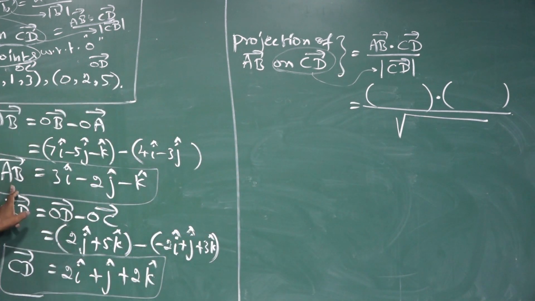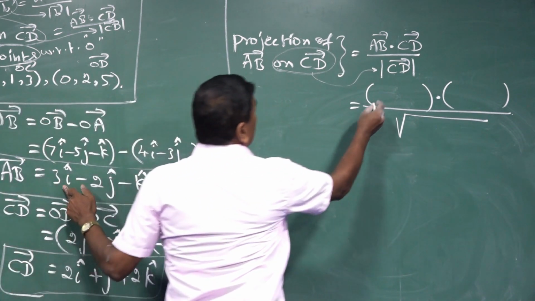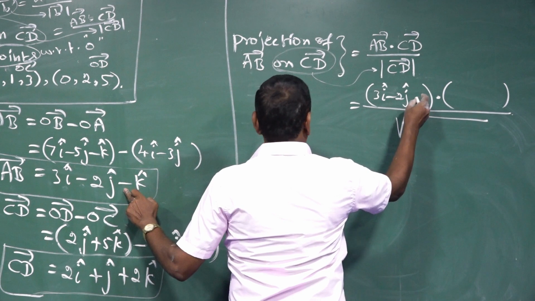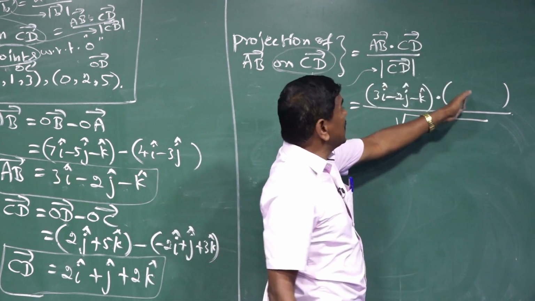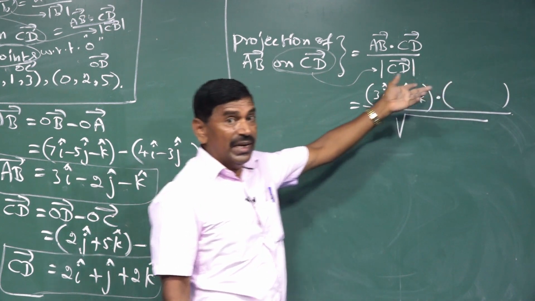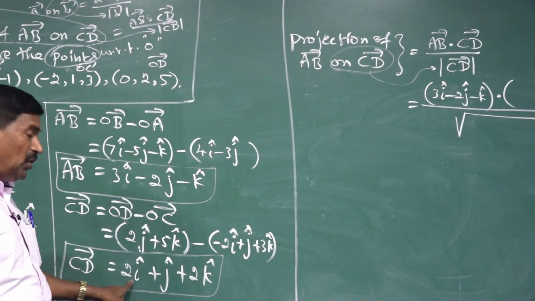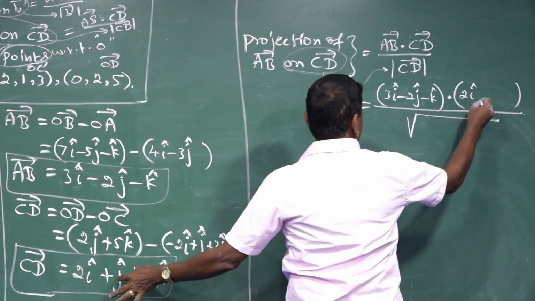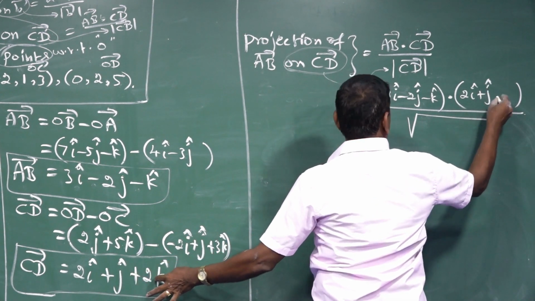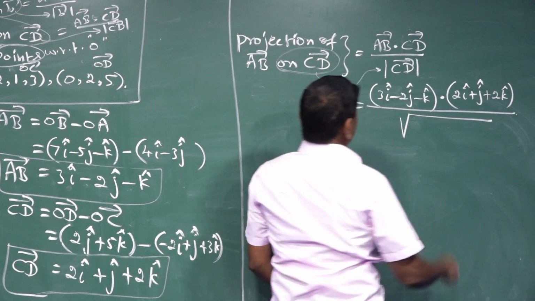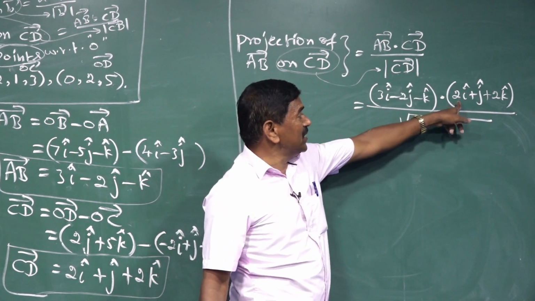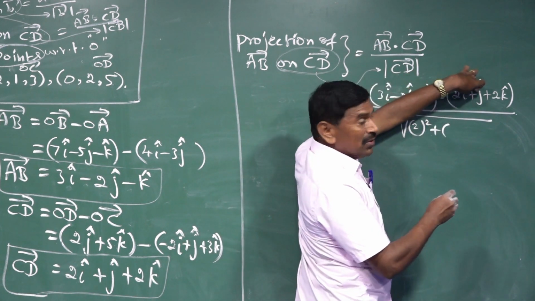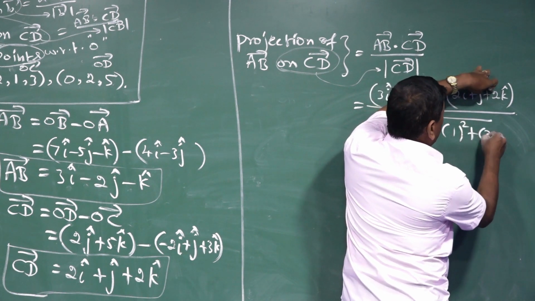AB vector is equal to 3i cap minus 2j cap minus k cap. Dot is CD vector. What is the second bracket? CD vector, which is equal to 2i cap plus j cap plus 2k cap. Divided by modulus CD vector, which is the square root of 2 the whole square plus 1 the whole square plus 2 the whole square.